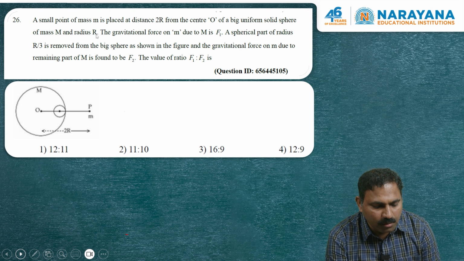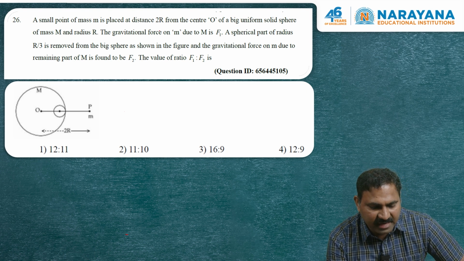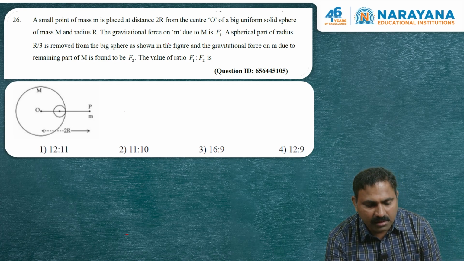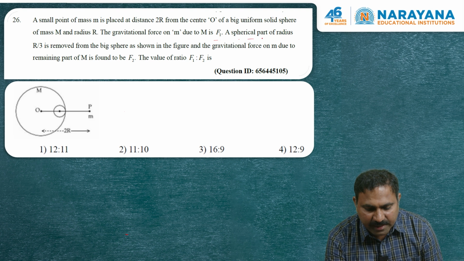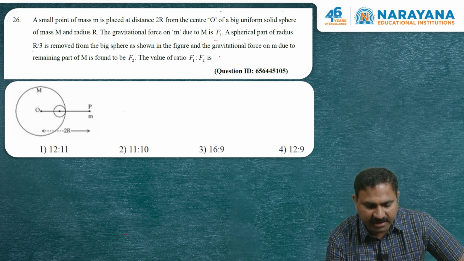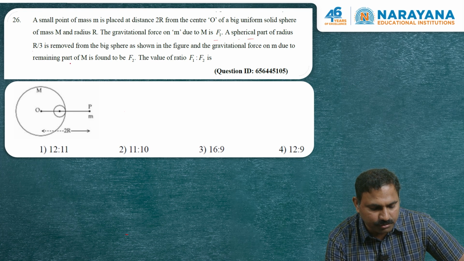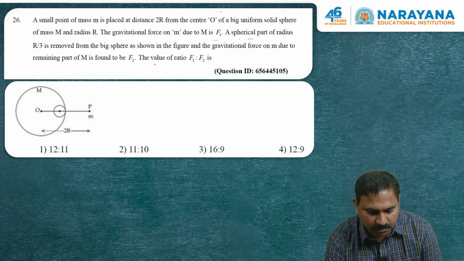First question: a small point mass m is placed at distance 2r from center O of a big uniform solid sphere of mass m and radius r. Gravitational force on m due to the sphere is F1. A spherical part of radius r by 3 is removed from the big sphere as shown in the figure, and the gravitational force on m due to the remaining part is found to be F2.